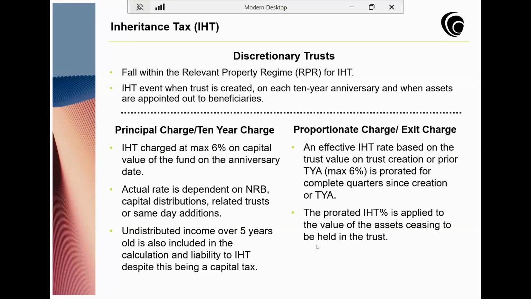The rate applicable to distributions, the exit charges and proportionate charges, is based on the value of the trust when it's created or at the previous 10-year charge. And you basically tax the value that's leaving the trust at the rate calculated based on those previous events. So if the IHT rate on the previous 10-year anniversary was 6%, 5 years later you appoint assets out, the rate applicable would be 3% because you pro rata the rate from the previous event based on the length of time that's passed since that event occurred.